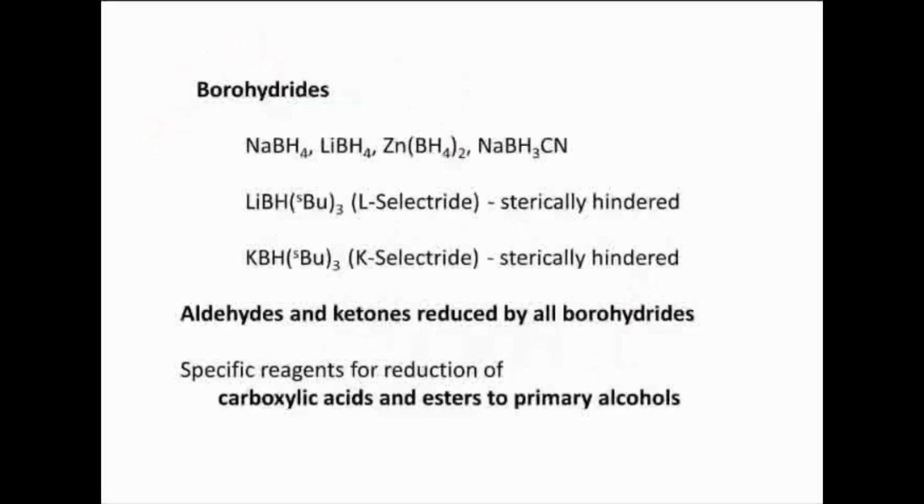So next we are moving on to borohydrides. There are so many reagents: sodium borohydride, lithium borohydride, zinc borohydride, and then cyanoborohydride. In the first row, sodium is replaced by lithium and zinc. In the last case, one of the hydride ions is replaced by a cyanide group. Next, in borohydride, the metal ion is changed. Instead of sodium, we have lithium or potassium. Here we have potassium, and 3 of the hydride groups are replaced by secondary butyl groups.